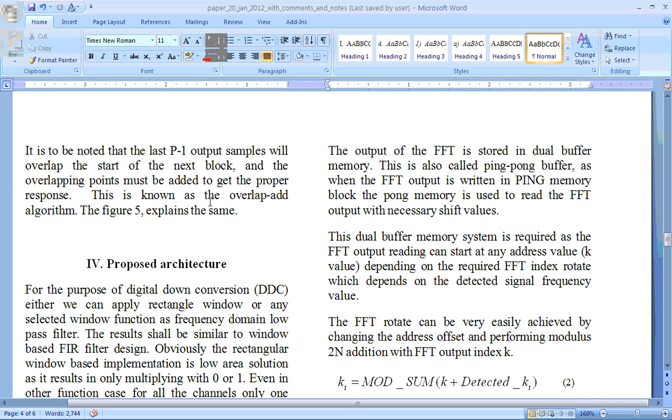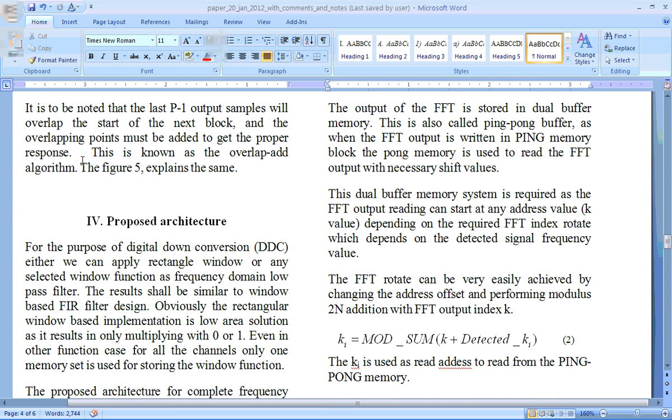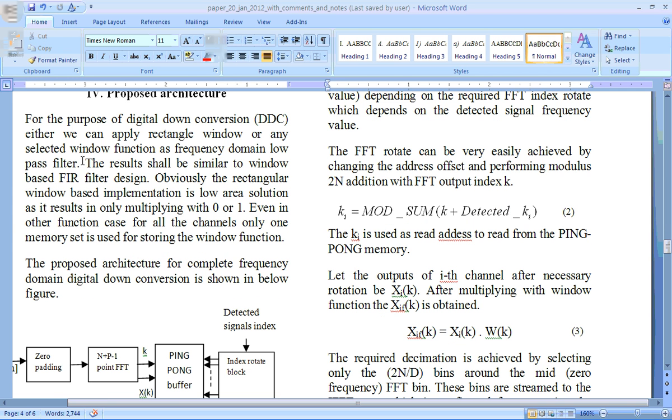So it is to be noted that the last p minus 1 output samples will overlap the start of the next block, and the overlapping points must be added to get the proper response. This is known as the overlap add algorithm, and figure 5 explains the same. Okay. So what is our proposed architecture?